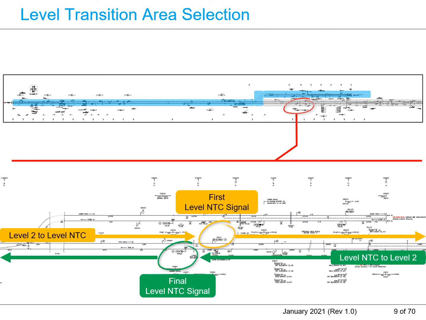The signal in the amber circle of this diagram is the first signal that the train driver will observe in the level NTC color light signaling area, after the ETCS level 2 area. The signal in the green circle of this diagram is the final signal that the train driver will observe in the level NTC color light signaling area, before the ETCS level 2 area. These two signals are the critical reference locations for the design process of the trackside entities to facilitate the ETCS level transition.